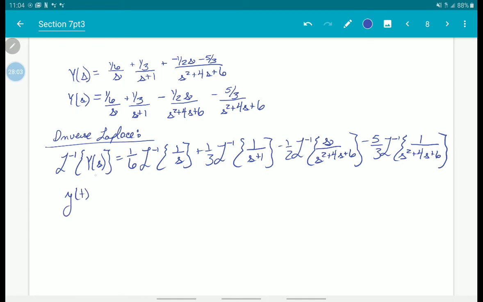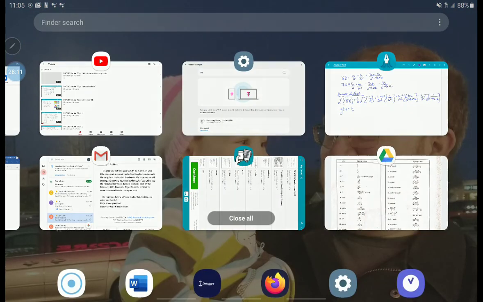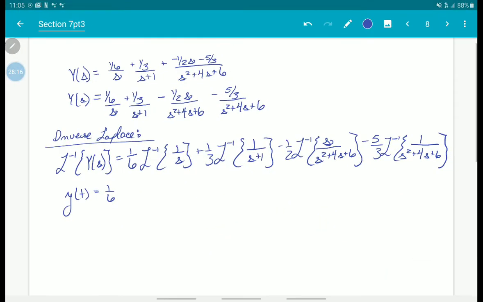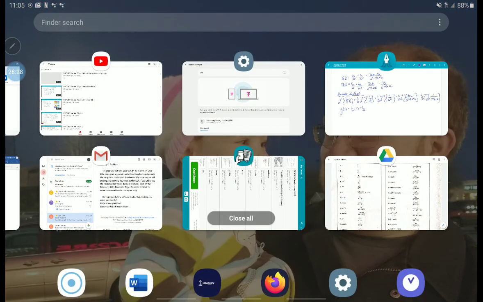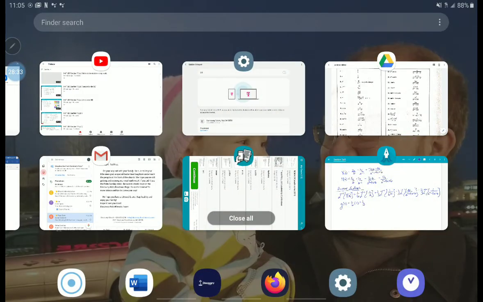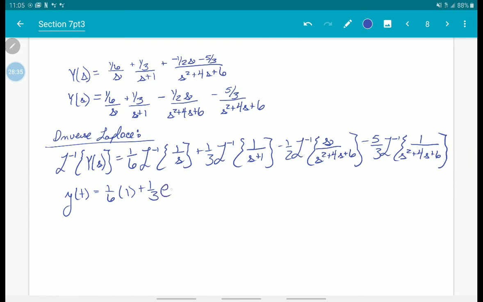The inverse Laplace of y of s is y of t. The inverse Laplace of 1 over s, going back to our sheet, 1 over s is 1. The inverse Laplace of 1 over s plus 1, that's going to be our number 11 over here, only our a is going to be a -1. And then we're going to have to tweak these guys.